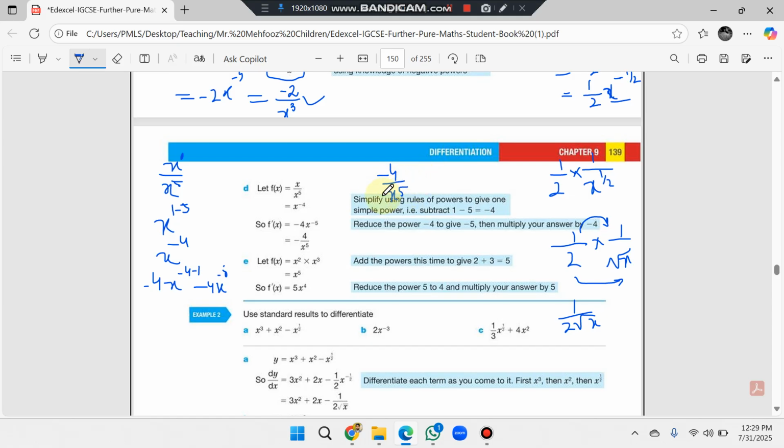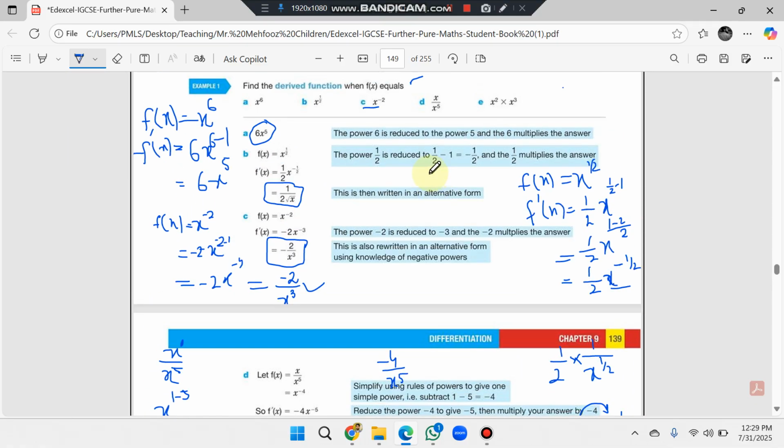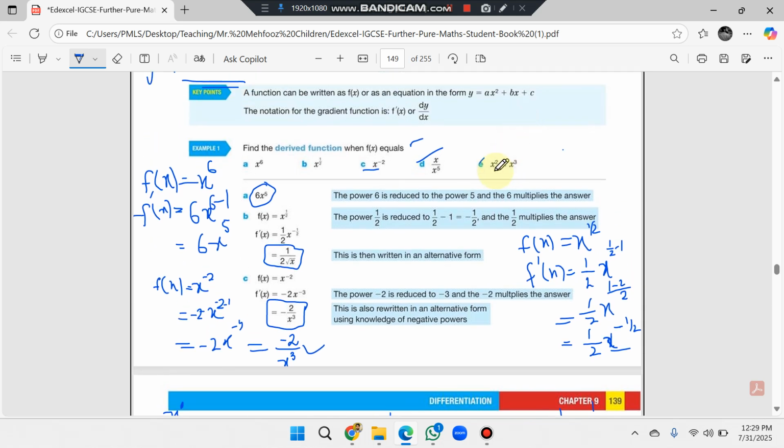Yes. Next one is the E part. In this E part, again we have two terms. We have to just convert it into a single form. So here we have two terms that are multiplying and the bases are the same. So the powers can be added to each other. So it will become x raised to the power 2 plus 3. That will give us x raised to the power 5.